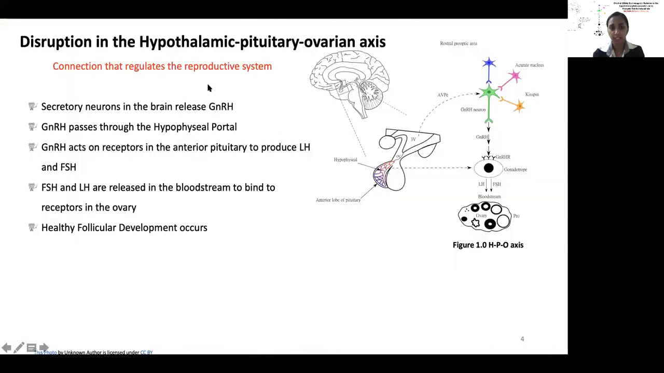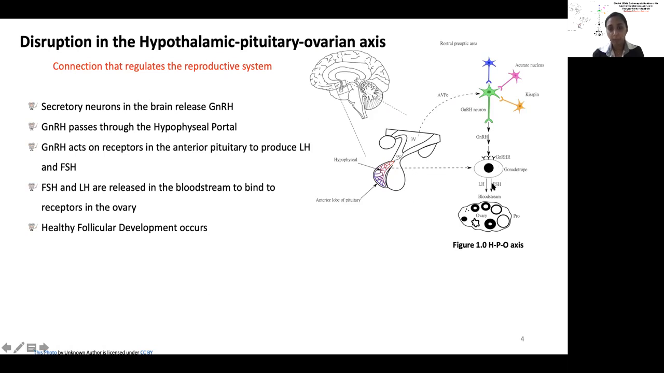The connection that regulates the reproductive system is referred to as the hypothalamic pituitary ovarian axis. This axis starts in the hypothalamus, where we have a group of secretory neurons that release gonadotropin. When they secrete this gonadotropin, it passes through the hypophyseal portal, where it then acts upon receptors found on basophilic cells in the anterior pituitary. This then contributes to an array of intracellular mechanistic reactions, and then it releases LH and FSH.